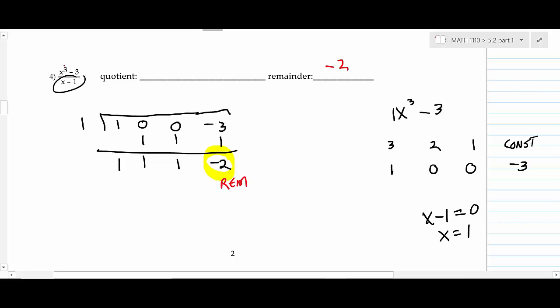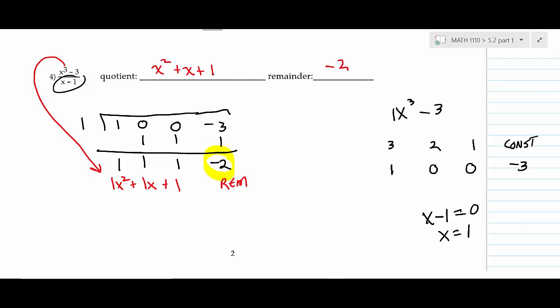Then do it like this. The third power is going to go down to 1x to the second plus 1x plus 1 and then a remainder. So that means the quotient would be x squared plus x plus 1, and you would have a remainder of -2.